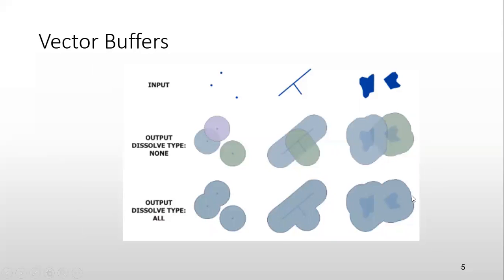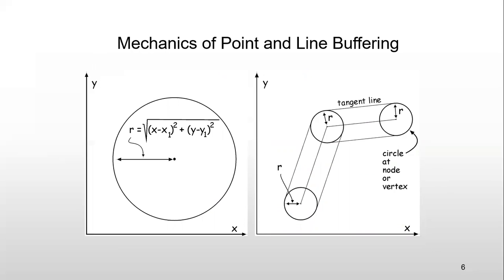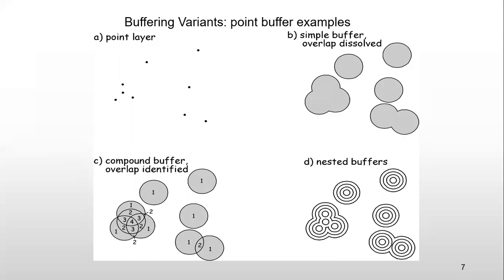It is clearly a mathematical function, done with the help of statistics and mathematics. This formula is applied by the machine to create the buffer. This is the formula for creating buffers, for point and line buffering. This is how buffer analysis works. Here are buffering variants and a point buffer example, where the computer identifies buffer overlap.